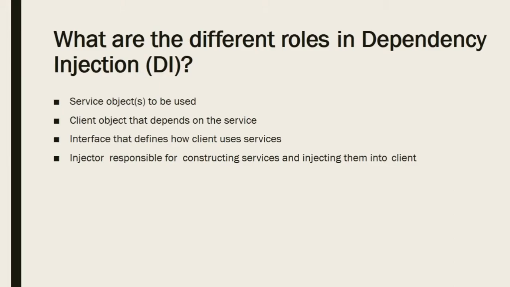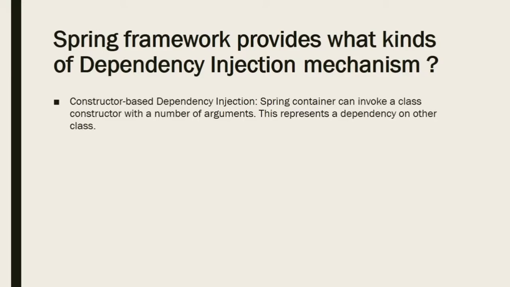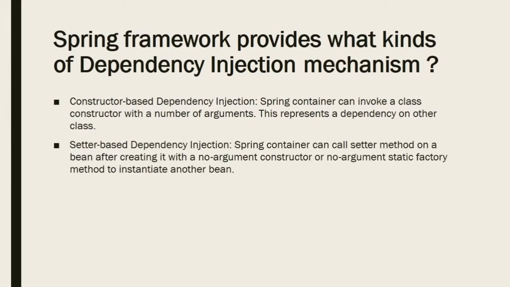Spring Framework provides what kinds of dependency injection mechanism? Spring Framework provides 2 types of dependency injection mechanism. 1. Constructor-based dependency injection. Spring container can invoke a class constructor with a number of arguments. This represents a dependency on other class. 2. Setter-based dependency injection. Spring container can call setter method on a bean after creating it with a no-argument constructor or no-argument static factory method to instantiate another bean.